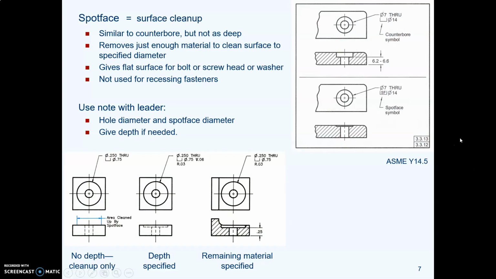Now you can also use the counterbore symbol for what's called a spot face. We won't draw that in this class. But a spot face is just a cleanup of a bumpy surface. You might find this if you were doing a casting, for example. You know how a metal casting is kind of bumpy. And let's say you just want them to flatten off the bumpy surface enough so that a washer or a bolt head could sit flat on there. You use the counterbore symbol with an SF for spot face inside.